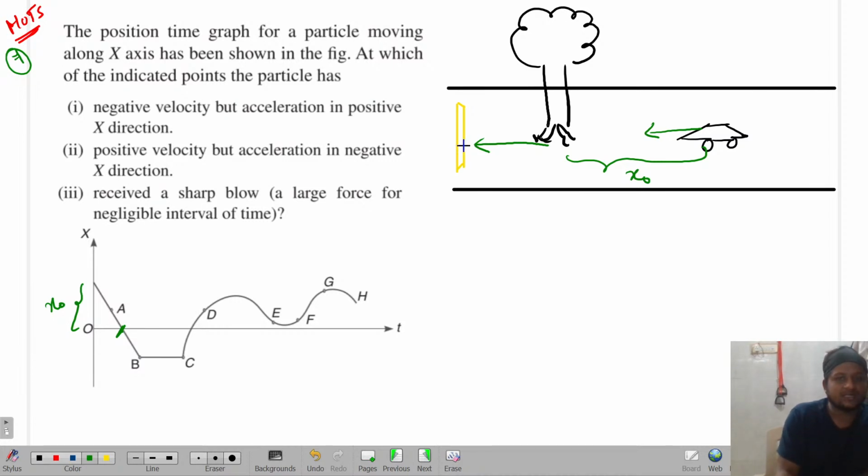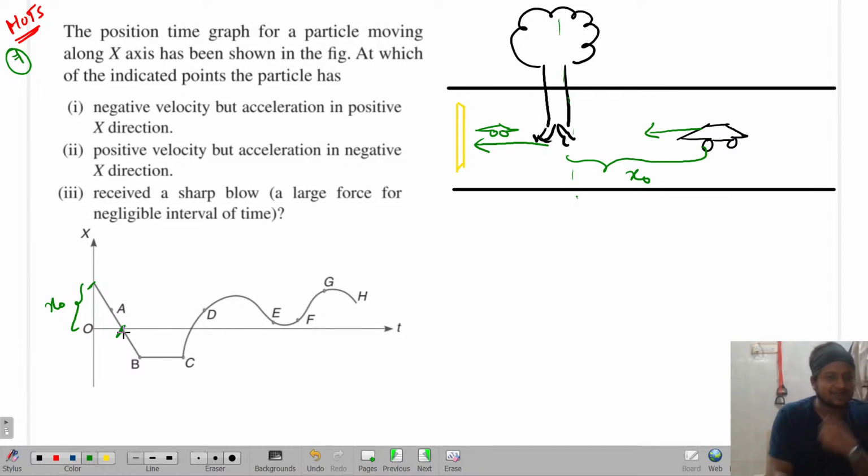If it collides with the wall, what will happen? The car will stop for some time. Here the car stops for some time. Okay. And what has happened? Try to see this. The particle started initially at x naught. It goes, the displacement becomes 0 at the reference point. This is my reference point.